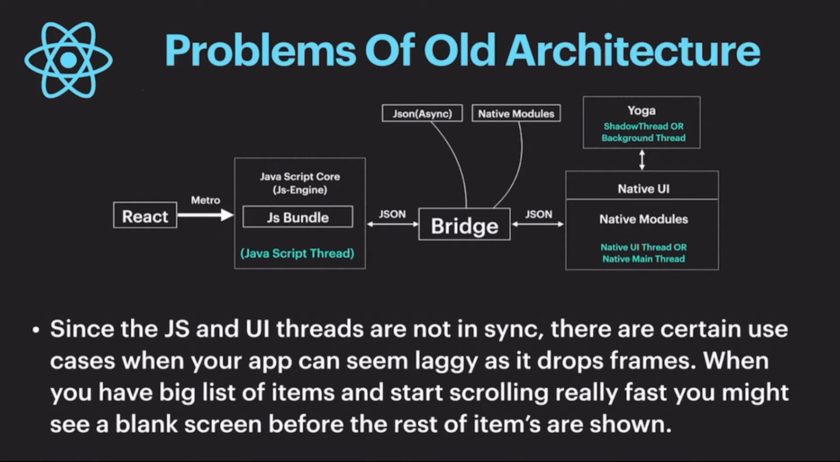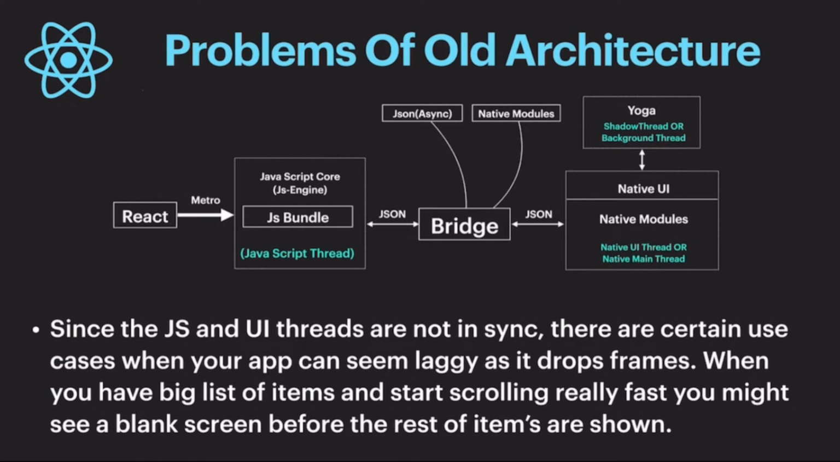So they are not in sync. There are certain use cases when your app can seem laggy as it drops frames. When you have a big list of items and start scrolling really fast, you might see a blank screen before the rest of the items are shown. So friends, it means that when you have a big list of items and you are scrolling very fast, sometimes in an asynchronous way you can see the blank screen and then the rest of the items are shown.